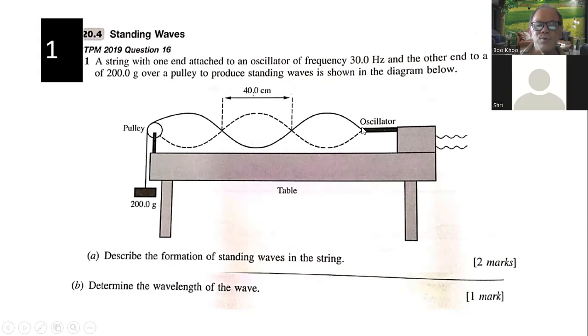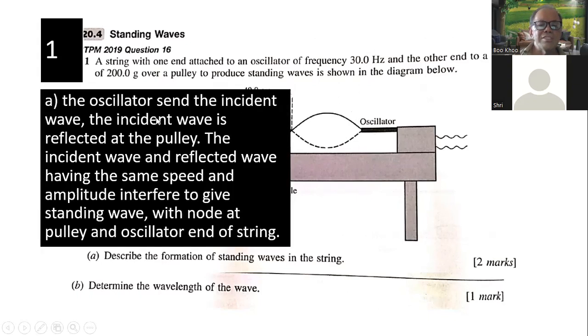So the oscillator is the one that sends in the incident wave. The incident wave gets reflected from the fixed end, the pulley. So the incident and reflected waves interfere. The incident wave and the reflected wave, having the same speed and amplitude, interfere to give a standing wave with a node at the pulley and the oscillator at the end of the string.